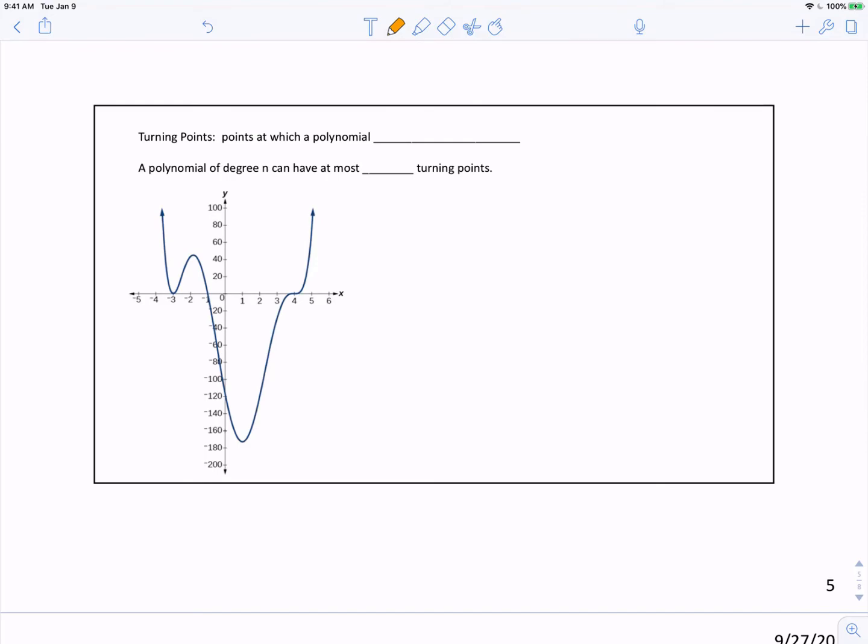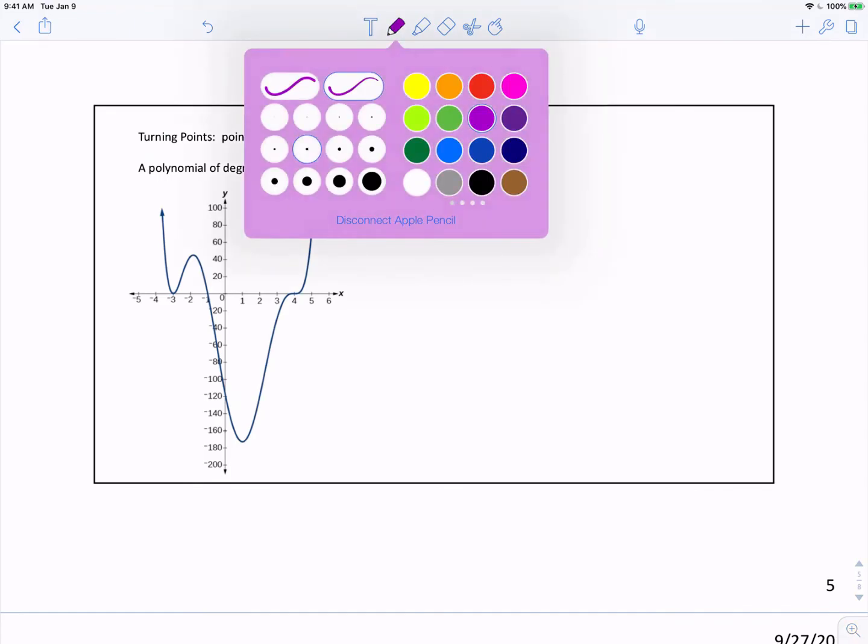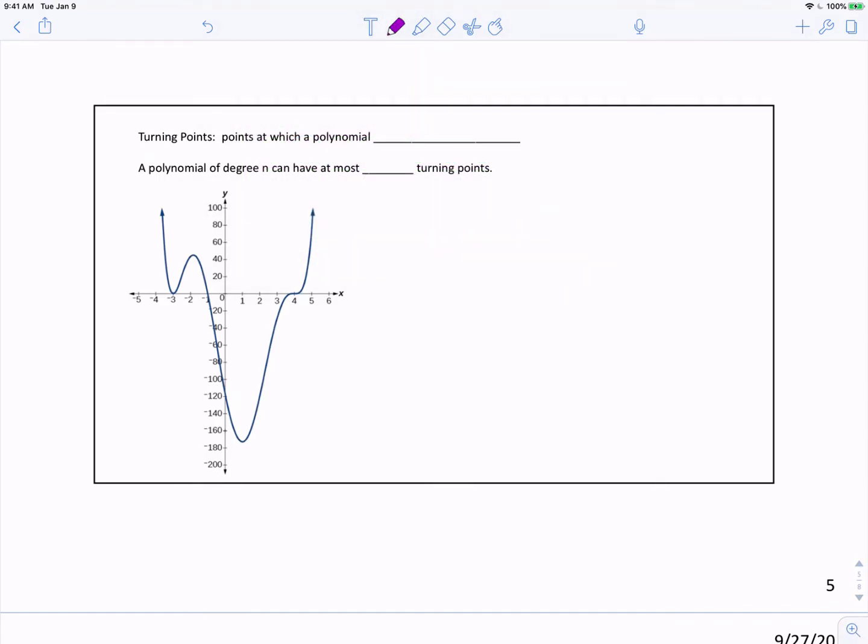The next thing we'll take a look at is a related topic called turning points. Turning points are points at which the polynomial changes direction. And a polynomial of degree n can have at most n - 1 turning points. So for example, this graph has a turning point here because it went from decreasing to increasing, a turning point here because it went from increasing to decreasing, a turning point here.